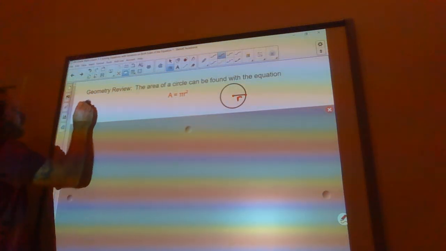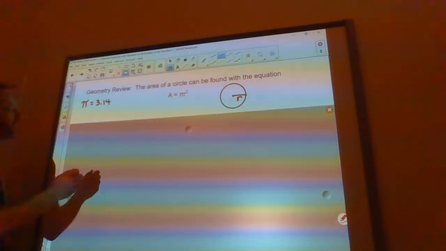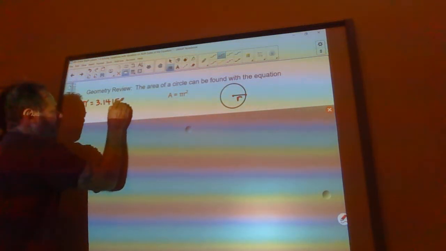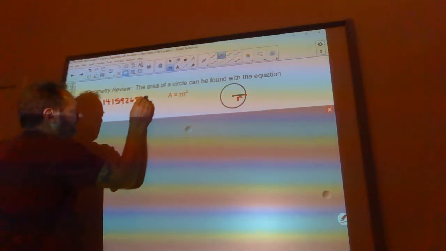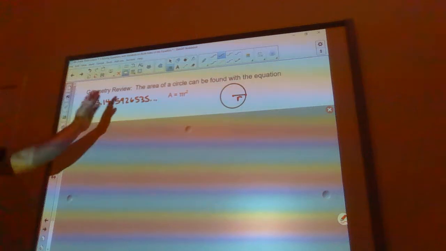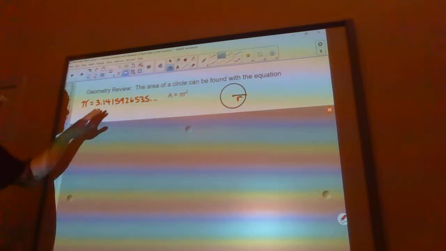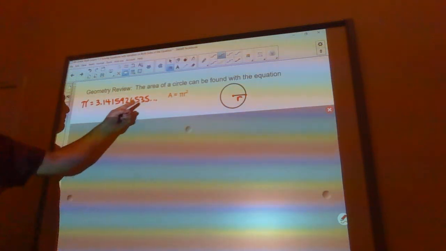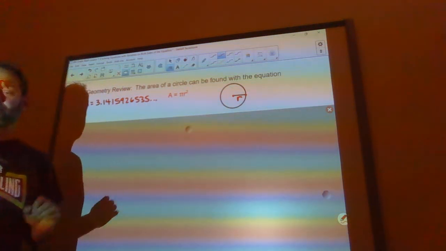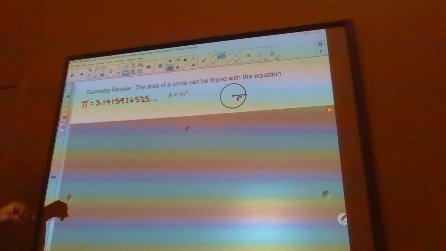Pi is the number 3.1. We always say it's 3.14, but it's really not. It's 3.14159265355. And you know what? It's not even that. It just keeps on going forever and ever and ever. By the way, the world record for memorizing pi is over 40,000 digits.